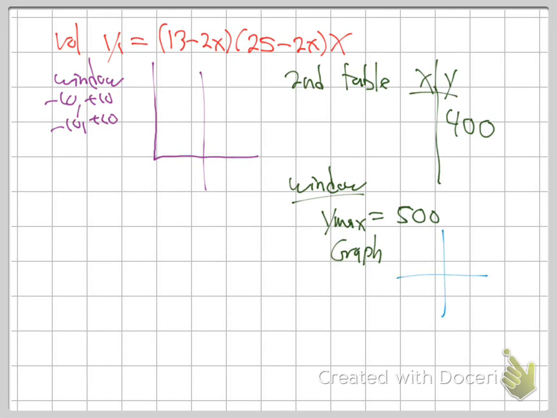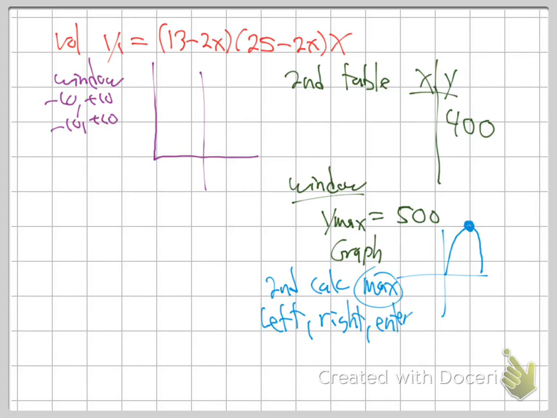So when you graph again, you get a max. Now we just find that maximum. We hit second, calc, max, and you have to go left. Remember, left edge, right edge, enter for the guess. You have to go a little bit left of it, hit enter, go a little bit right of it, hit enter, and then just hit enter the third time. And you'll find it. So I got x equals 2.72.